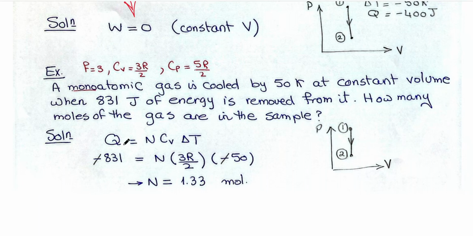We know that the Q in the constant volume process equals NCV delta T. Now the Q is 831 joule, but it's written removed. Removed from the gas means the gas loses energy. So negative 831 equals N, this is the unknown, CV is 3R over 2 because it's a monoatomic gas, and delta T is negative 50. After substituting, you can get the number of moles.